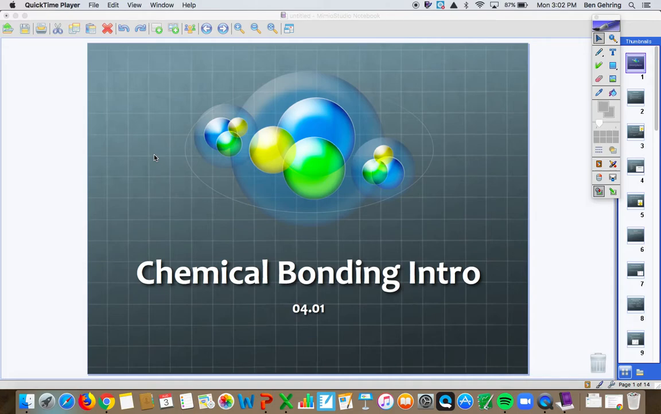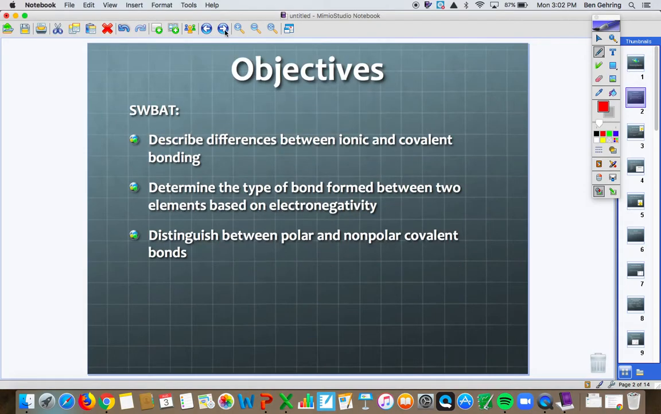So we're going to start with our introduction. We're going to get into writing and naming chemical formulas in this unit. And so we're going to start with the basics today. We're going to be writing and naming ionic compounds and covalent compounds as we progress through. But today's kind of the basics, so the information you need in order to be able to write and name those compounds. So let's get started.